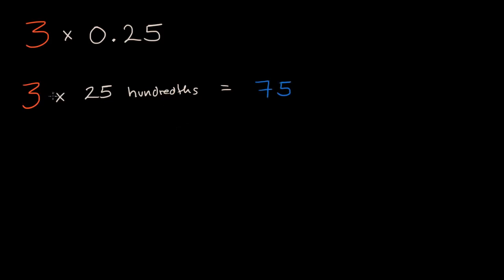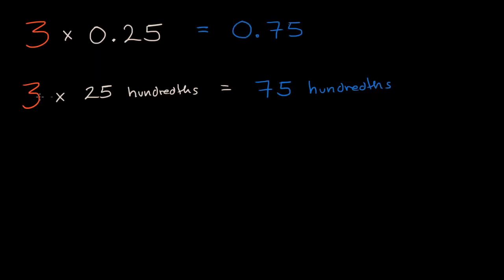And I'm multiplying not just 3 times 25, I'm multiplying 3 times 25 hundredths. So instead of 25 hundredths, I'm going to have 75 hundredths. So written out in words, this would be 75 hundredths. Now, how would we write that as a decimal? Well, that is the same thing as this, 75 hundredths.